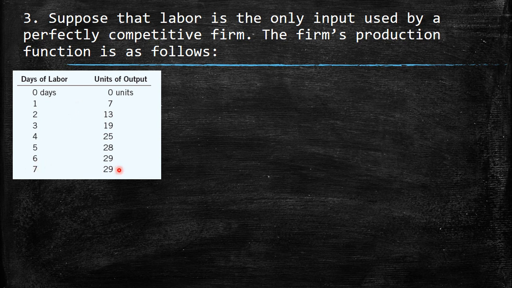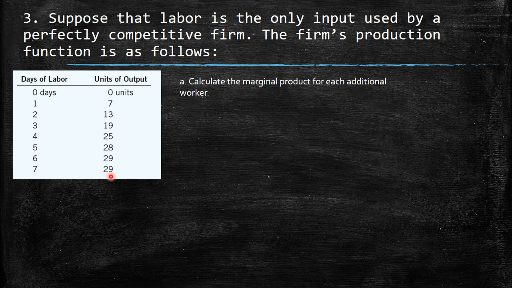days will bring 29. Automatically you can see the similarity to the previous part of the explanation of the chapter, where the days of labor are increasing, and the units of output are increasing, but not at the same rate. Naturally, we see how at the 7th day there is no growth, and it remains exactly the same, 29.